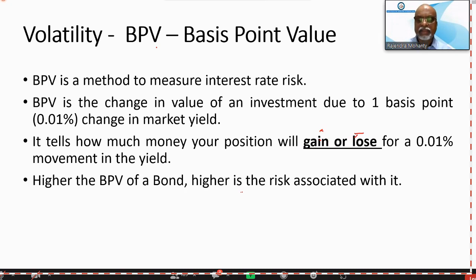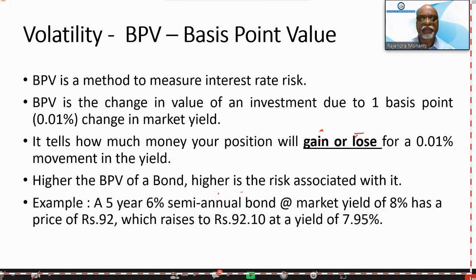Now we see, the higher the BPV of the bond, the higher is the risk associated with it. Since higher BPV means if the market yield goes up by that amount, then definitely you will have a higher loss. So if a bond shows higher BPV, then there is always higher risk. Lower BPV, lower risk. Okay, now we can do this example.